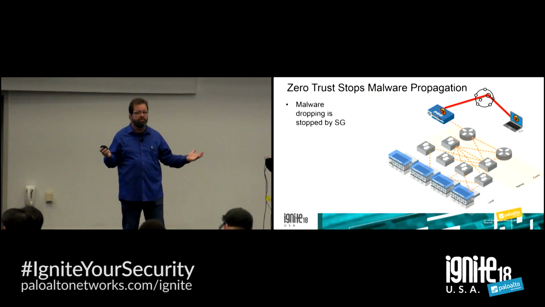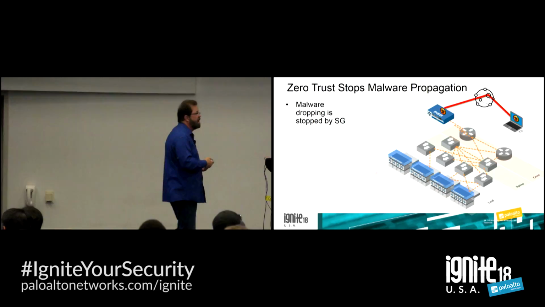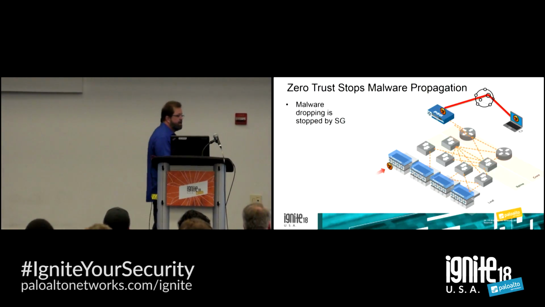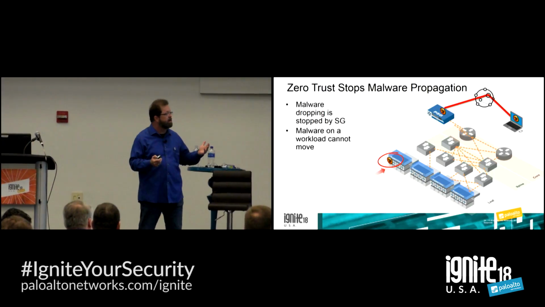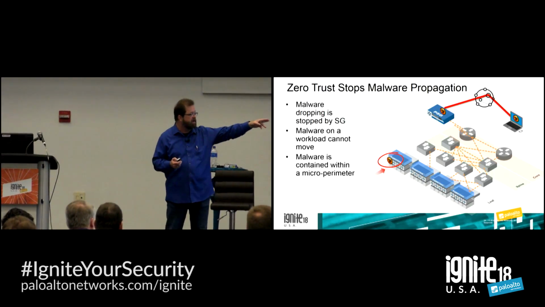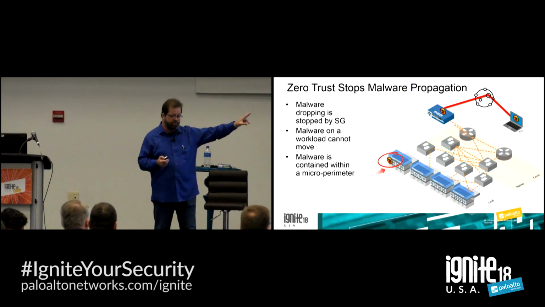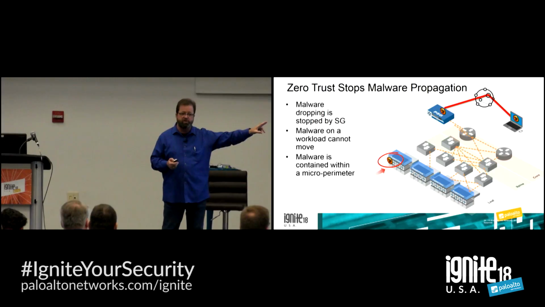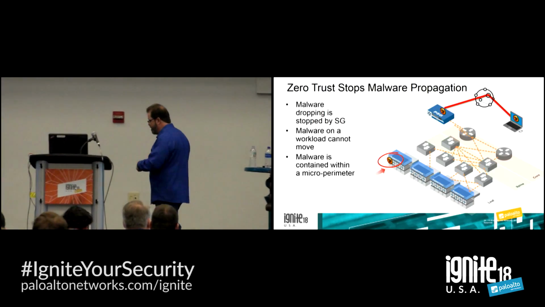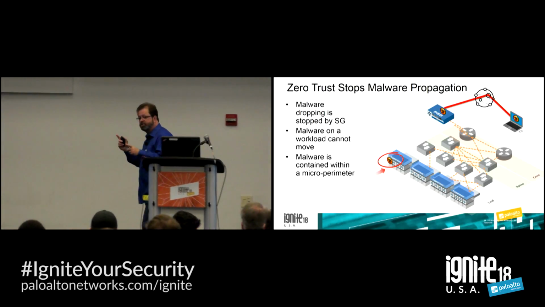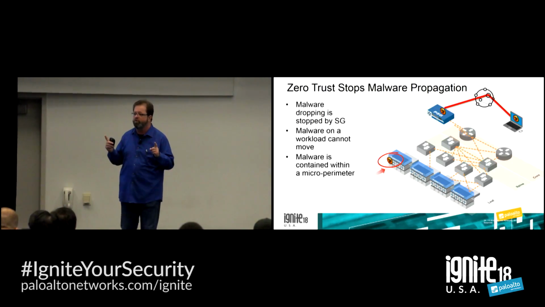But let's just say somebody brings in the ubiquitous USB key that everybody asks about. Oh, well, what's going to happen there? Well, the malware, even if it gets there, is stopped by the virtual segmentation gateway, and it can't move. It is contained within a microperimeter. Now, you may choose to clean it up, or you may choose to leave it. Sometimes we'll see that kind of malware pinging outside, trying to get outside of the microperimeter, but there's no rule to allow it. There's no outbound rule that allows that.